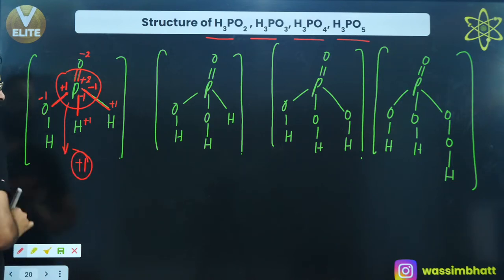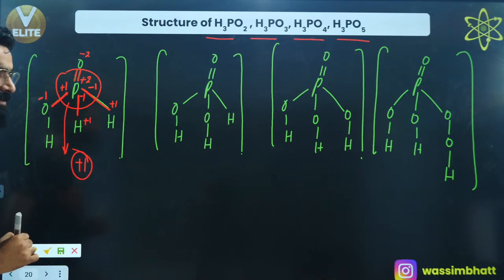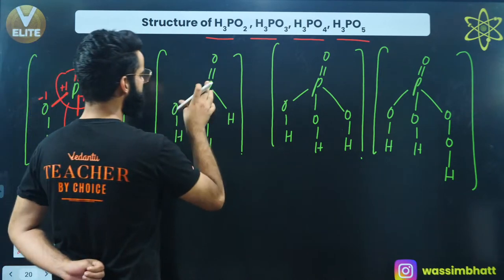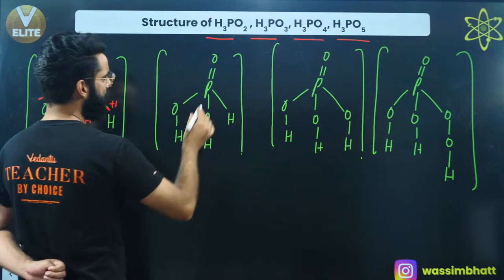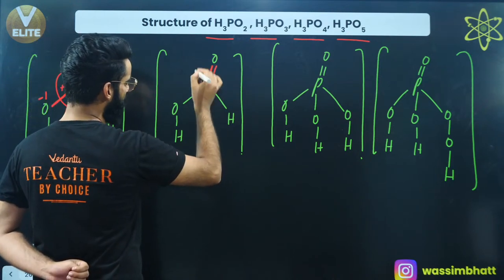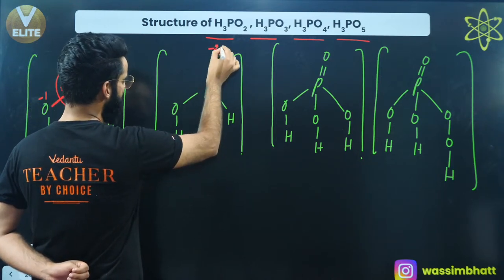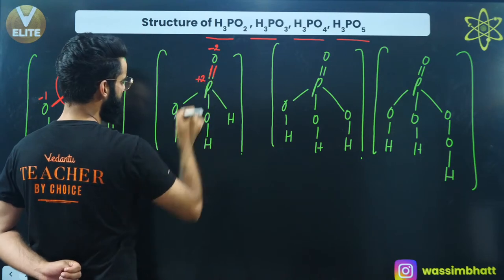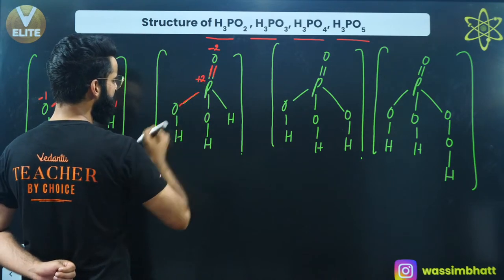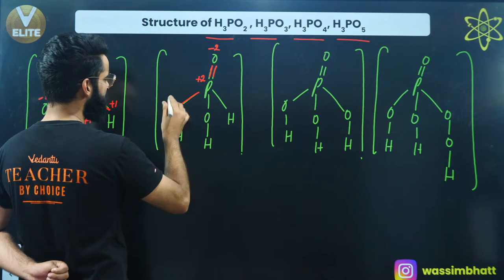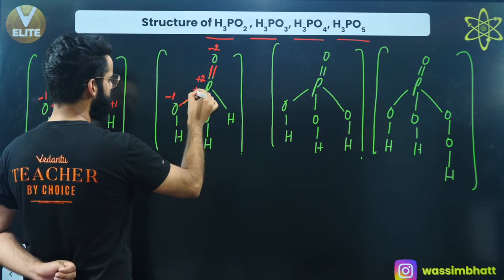So plus 1 is the oxidation state of phosphorus in this compound, right? Okay. Now, similarly, if you look at the structure of your H3PO3, look at this double bond first, P double bond O, oxygen being more electronegative, so it's going to show minus 2. Phosphorus at the same time will show plus 2. If you talk about this single bond between phosphorus and oxygen, oxygen being more electronegative, it's going to be minus 1, this will show plus 1.